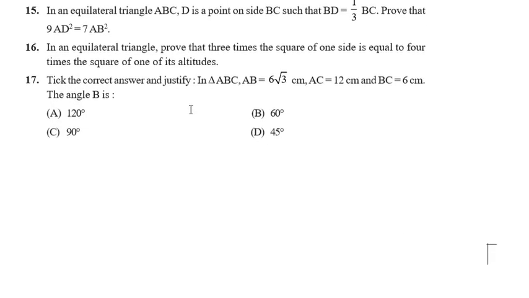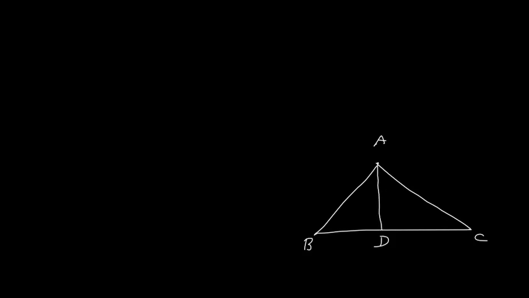Now the 16th question. Again, in an equilateral triangle, prove that 3 times the square of one side is equal to 4 times the square of one of its altitudes. So again I have an equilateral triangle. Say this is equilateral triangle ABC, and here I draw altitude AD. We have to prove. First you can write given. Given is triangle ABC is an equilateral triangle.